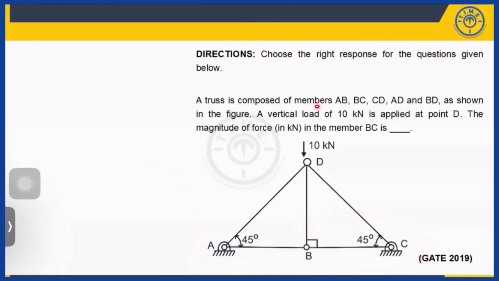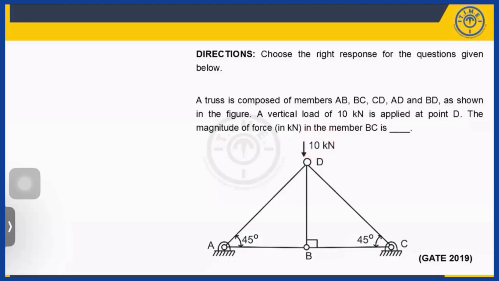So this is the question. A truss is composed of members AB, BC, CD, AD, and BD, as shown in the figure. A vertical load of 10 kilonewton is applied at point D. The magnitude of force in member BC you have to calculate. What we will do? First of all, you will consider the equilibrium equations and calculate the reactions. What is the reaction at A and C when the 10 kilonewton load is applied?